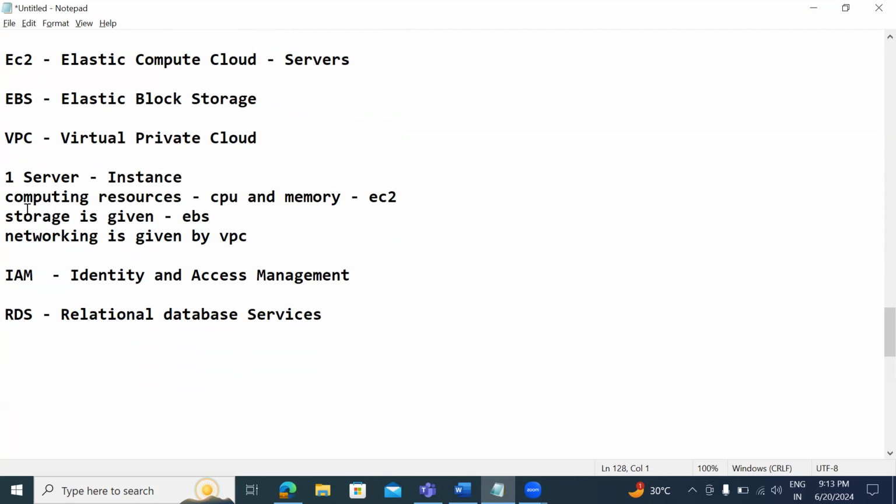Then for databases, if you want a SQL kind of database like MySQL, Postgres, Oracle, all these are available in RDS.